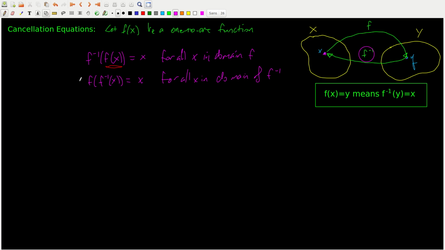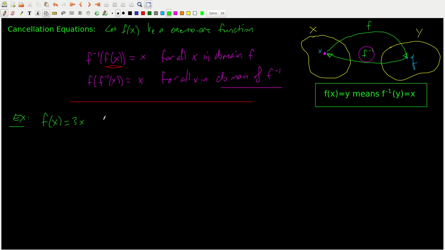We plug that into the function f, that takes us back to where we started. But where we started was the domain of f inverse, so x better be in that domain. So these together are known as the cancellation equations, because as long as you start with elements in the appropriate domain, the equations essentially cancel each other out and we end up with the original value x back.